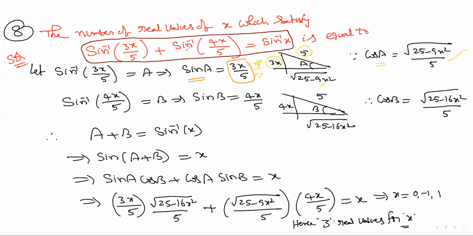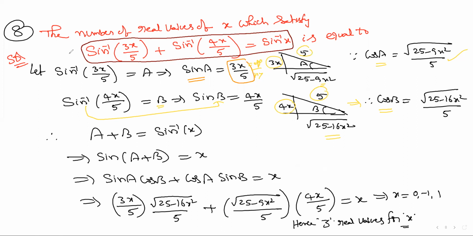Here we should take sin inverse of 4x by 5 as B. Now I say that sin B is equal to 4x by 5. What is the formula? Opposite side by hypotenuse, 4x, so 5. This is the adjacent side according to the Pythagoras rule. From this triangle, cos B is equal to this value, adjacent side by hypotenuse.